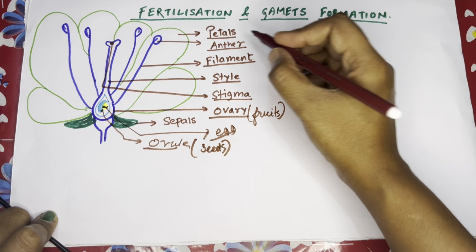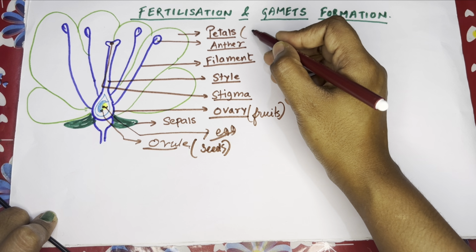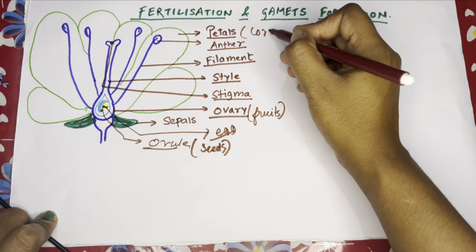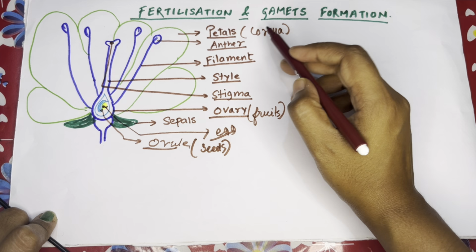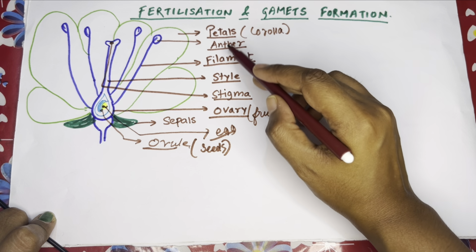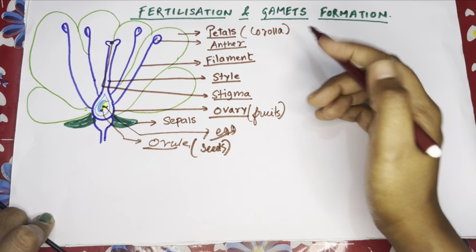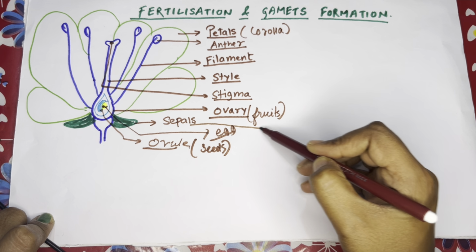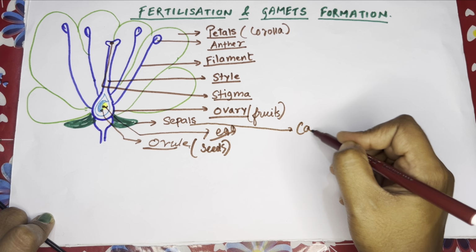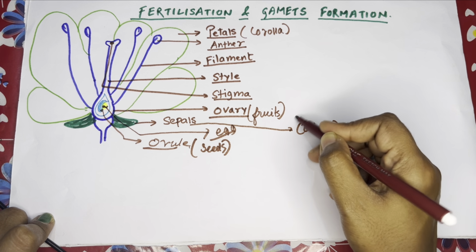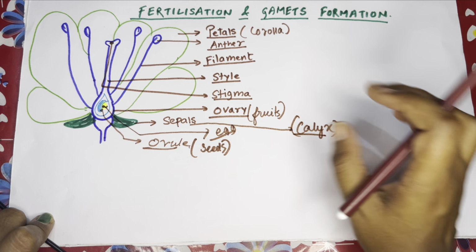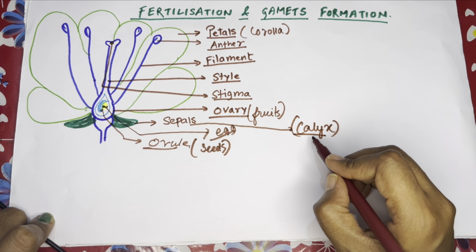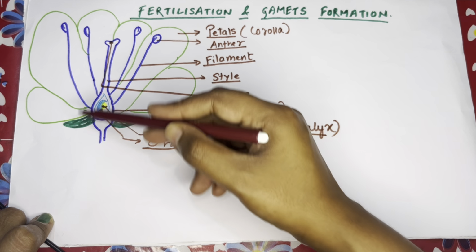Now a group of petals is called corolla. That means the collection of all the petals in the flower will be called corolla. A group of sepals together, many sepals, will be called calyx. That means calyx is the collection of all the sepals present in the flower.